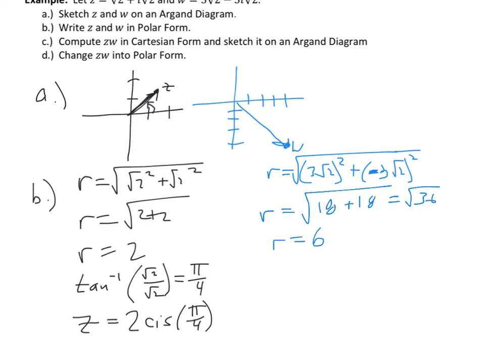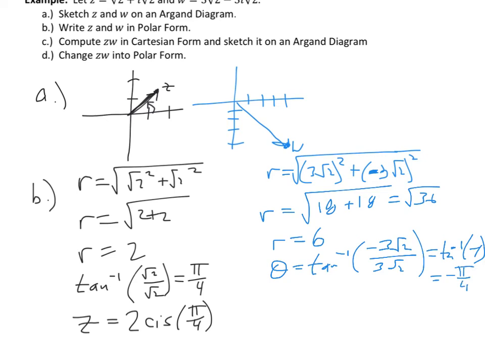And then similarly for the angle down here, I'm going to do the inverse tangent of the imaginary part over the real part. But again, this is inverse tangent of negative 1. This is another unit circle value. This is just negative pi over 4. So writing this one in polar form is going to be 6 cis negative pi over 4.